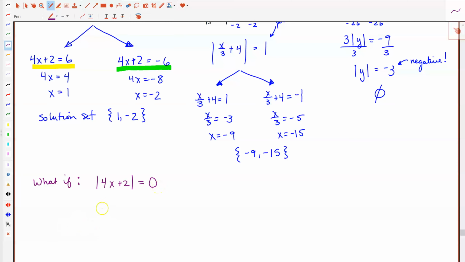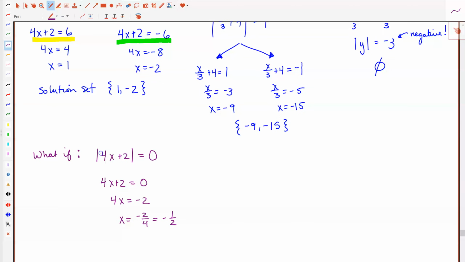The only case that makes sense here is if this expression on the inside, this 4x plus 2, is in fact evaluating to 0 itself. So if that's the case, then I would have 4x is equal to negative 2, divide both sides by 4, so x is equal to negative 2/4, which is equivalent to negative 1/2. So in this case, then I don't have 2 solutions. I just have this one value that would make the absolute value true.